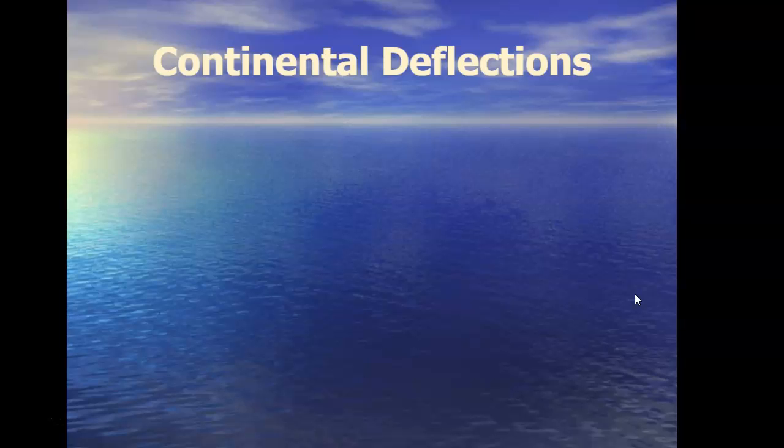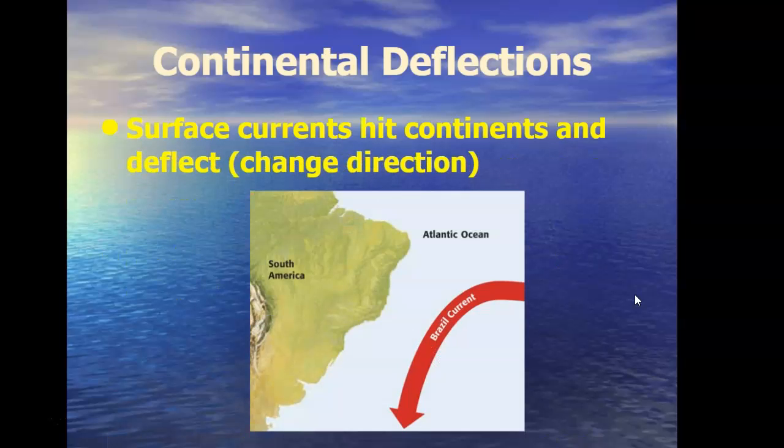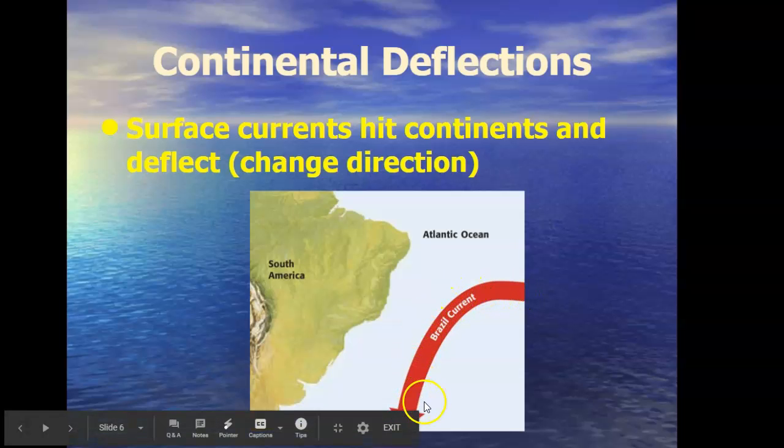Let's talk about the term continental deflections. Surface currents that hit continents and deflect or change direction. So if you'll notice in South America, the Brazil current flows. It's in the southern hemisphere, so it flows in a counterclockwise direction.